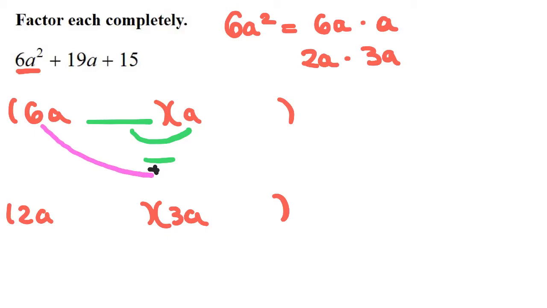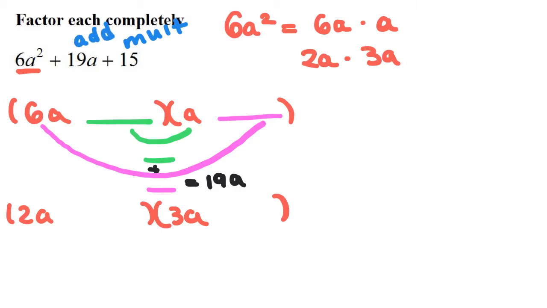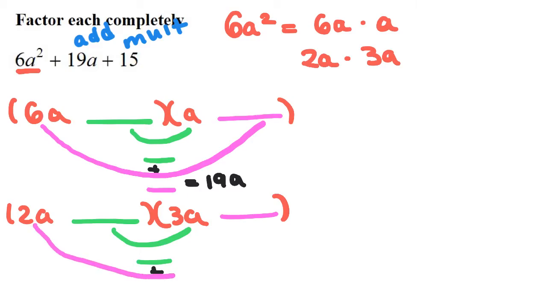In either case, though, we want to check that the product of the first parentheses plus the product of the second set of parentheses adds to equal that middle term. So we're multiplying to 15 and adding to 19. So we want to add to 19a. And similarly, we want to check to make sure this term plus the product of the 2a with the last terms adds to equal 19a.